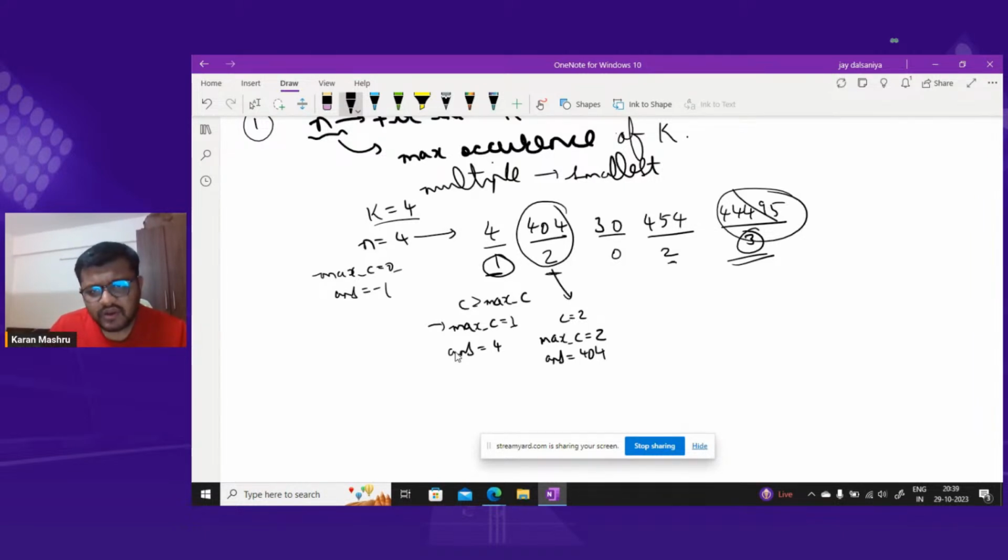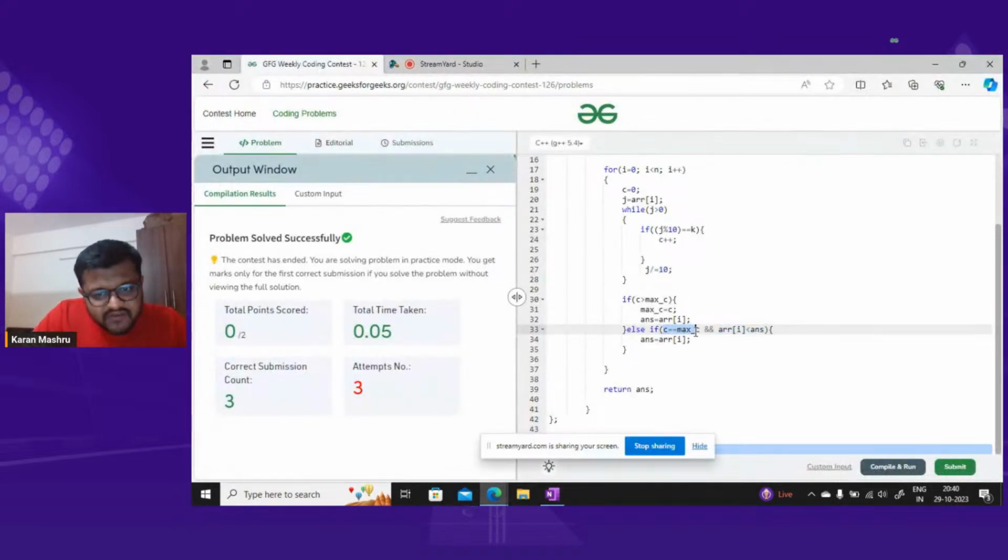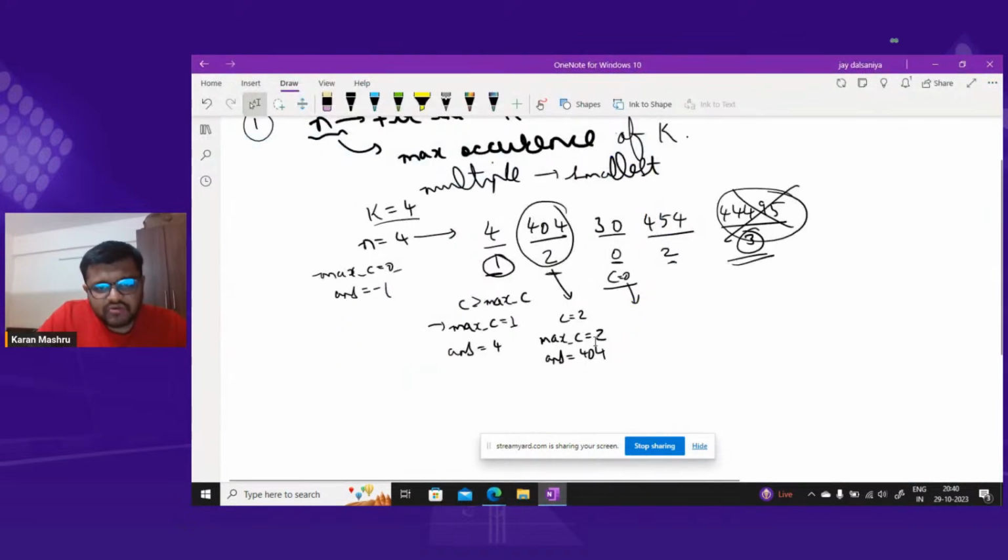Do not take this element for now. Then I will come here. Here the count is 0 because there is no 4 in the number. So count is not greater than max count. And in the else if block, what it is saying, if count is equal to max count, that is also not true because count is 0 and max count is 2. So here neither the if statement nor the else if block will be executed.